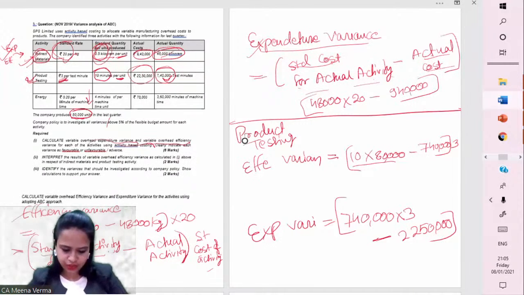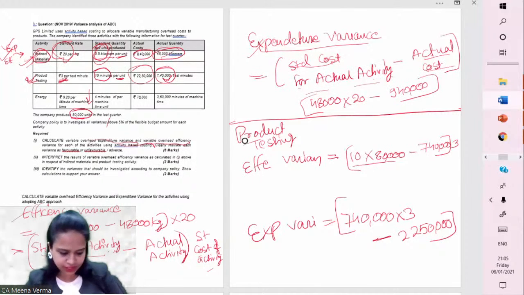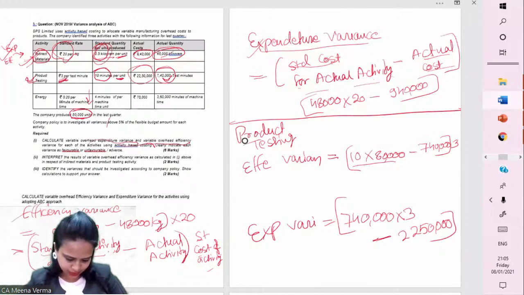Do you have any doubts? This way you can calculate the next one also. Anjali.